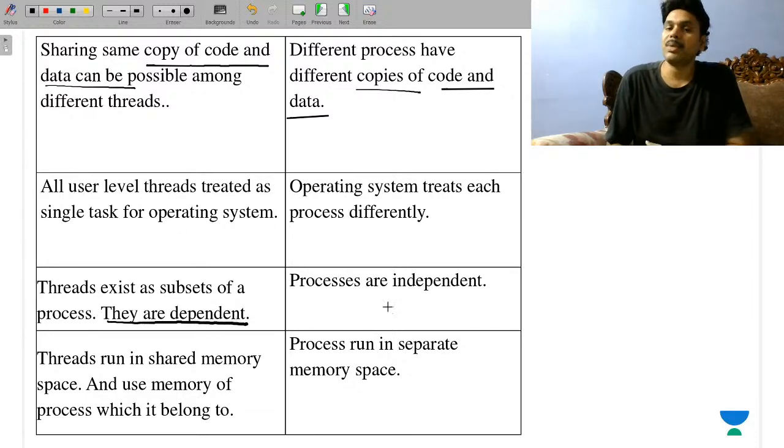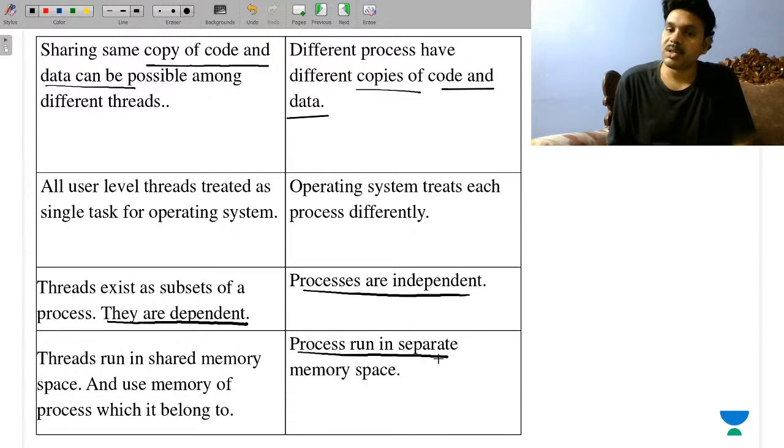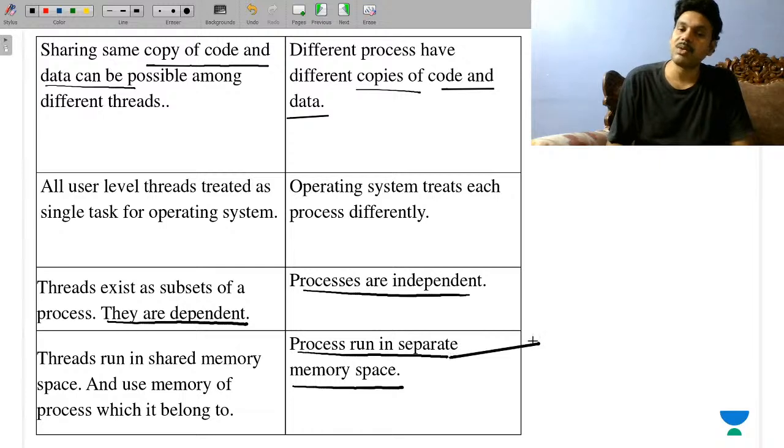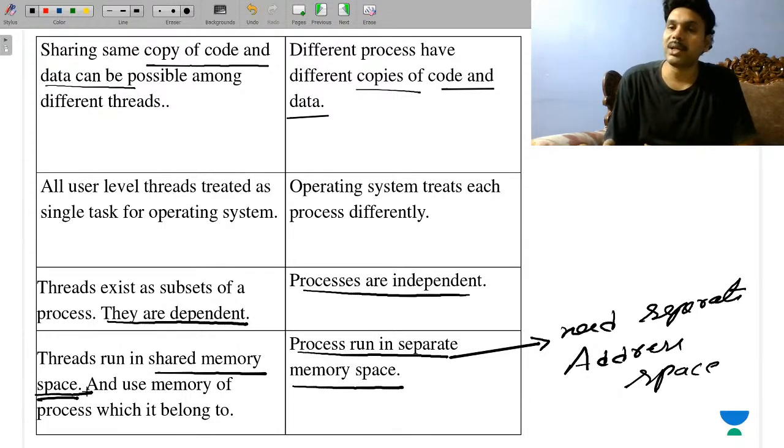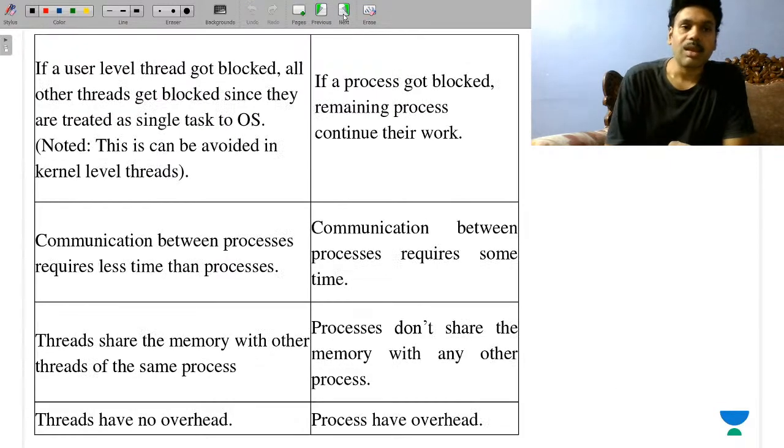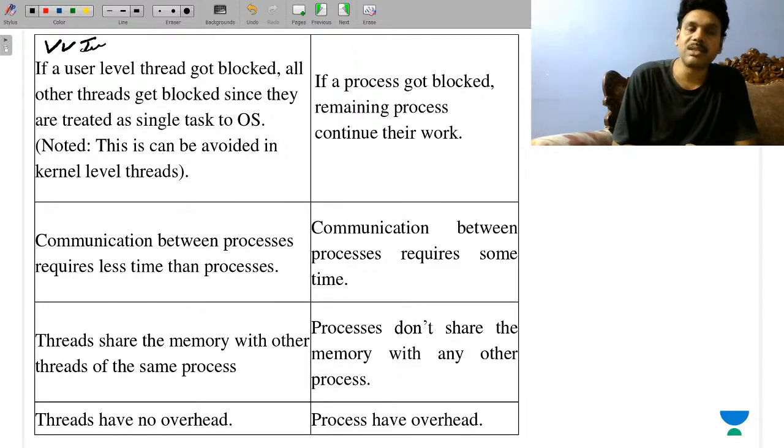As we know, threads are dependent and processes are independent. A process runs in a separate memory space, because a process needs separate memory, a separate address space. This is the meaning of separate memory, whereas a thread is running in the shared memory space. So whatever memory the parent has, that memory is going to be shared. And the next one is very important. This is given 2-3 times in the examination.